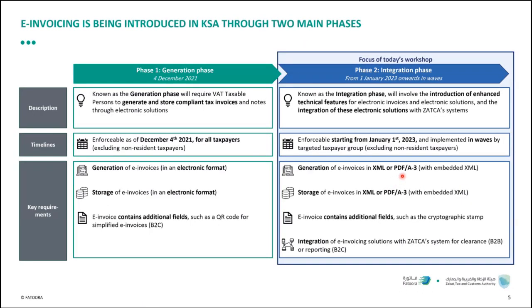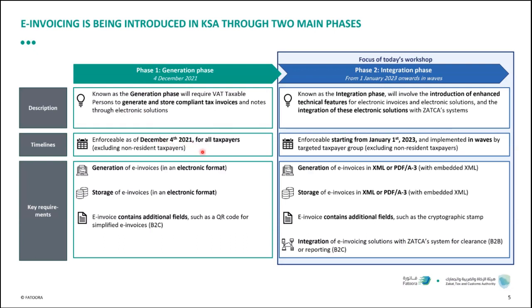So what is the difference between phase 1 and phase 2? Phase 1 is the generation phase, which started back on the 4th of December 2021. In that phase, we wanted to move from creating invoices through manual means, or by handwriting, to an electronic way. So taxpayers, like all required VAT taxable persons, were required to generate and store compliant tax invoices and notes through electronic solutions. The enforcement started back on December 4th, 2021.